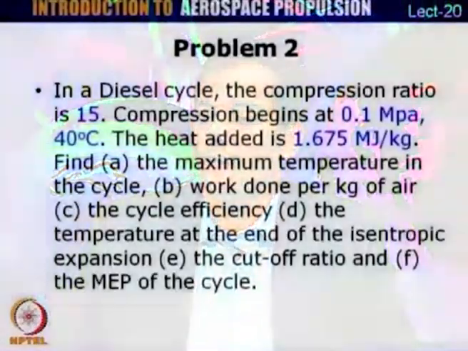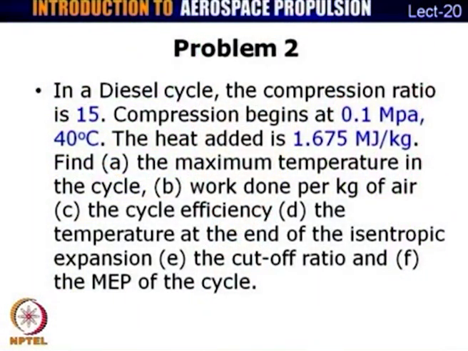So, now that we have solved this problem for an Otto cycle, let us take a look at the second problem, which will be for a diesel cycle. The problem statement is that in a diesel cycle, the compression ratio is 15, and the compression begins at 0.1 megapascals and 40 degrees Celsius. The heat added is given as 1675 kilojoules per kilogram.